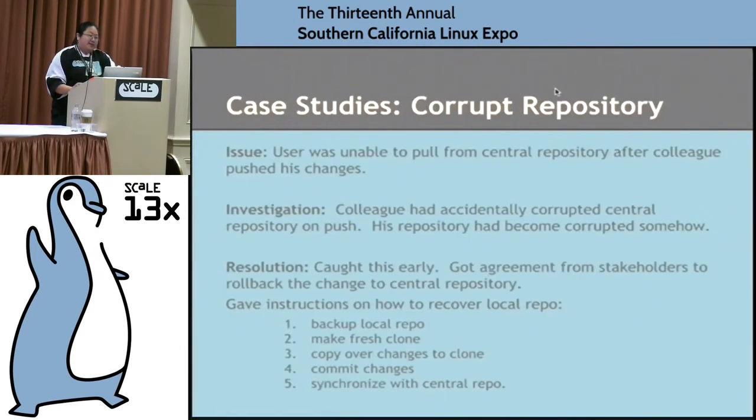So we finally get to my case studies. This is the one that I was telling you about earlier, about being careful about your repository and your working area. And this is how I found out about it. I found out one day that one of my users had somehow corrupted his repository. And then he pushed his changes to the central repository and corrupted that.